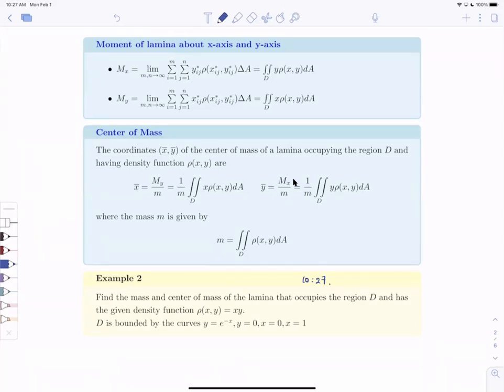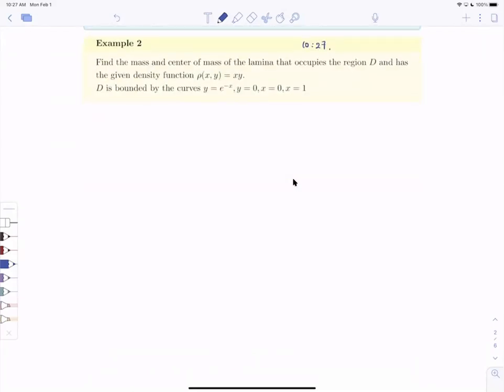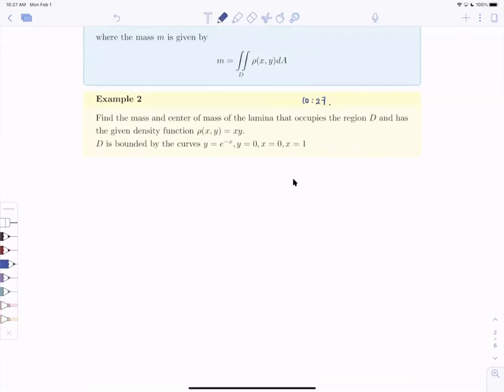Okay, let's take it up. First of all, let's calculate the mass using this formula. So m equals the double integral over D of rho xy dA, where rho xy is xy. X is from 0 to 1. Y is from 0 to e to the negative x. And then xy dy dx, which will give you the integral from 0 to 1 of x y squared over 2, where y equals e to the negative x and y equals 0, dx.